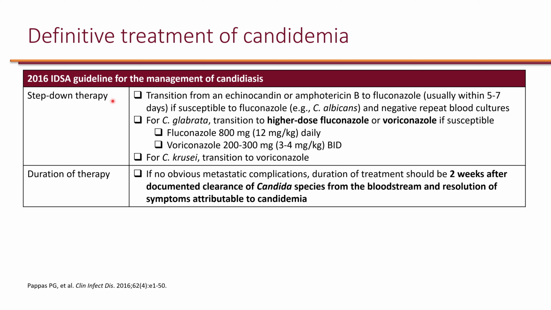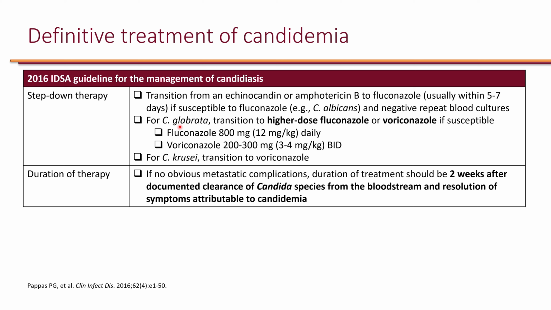Now, the step-down therapy. This typically happens within 5 to 7 days of empiric therapy. So depending on what was used empirically, most patients will be on an echinocandin, or if they were on amphotericin B, you want to transition to fluconazole in order to have an oral agent.